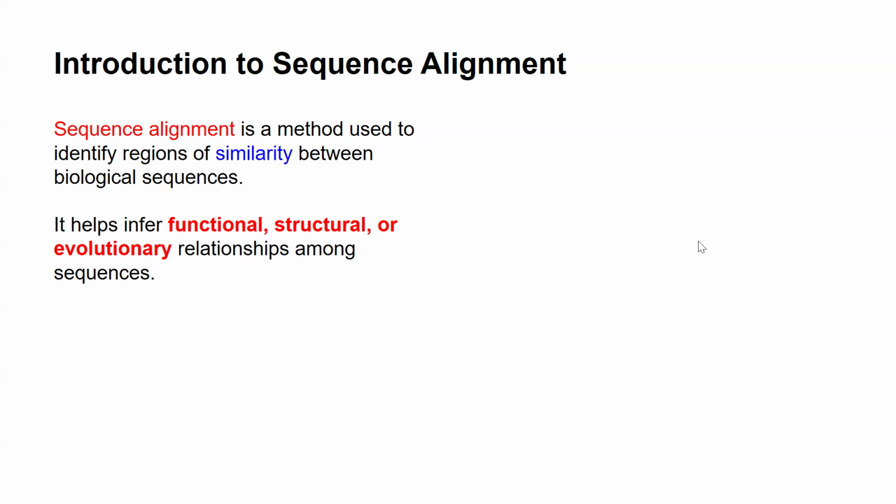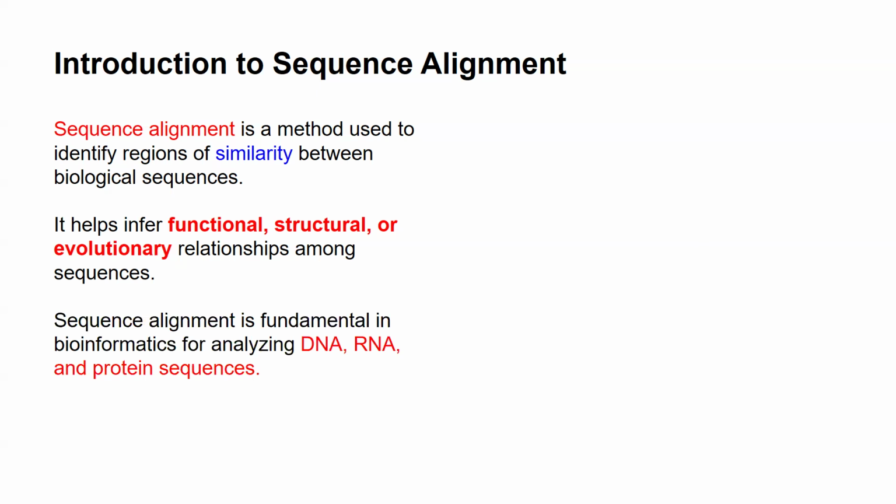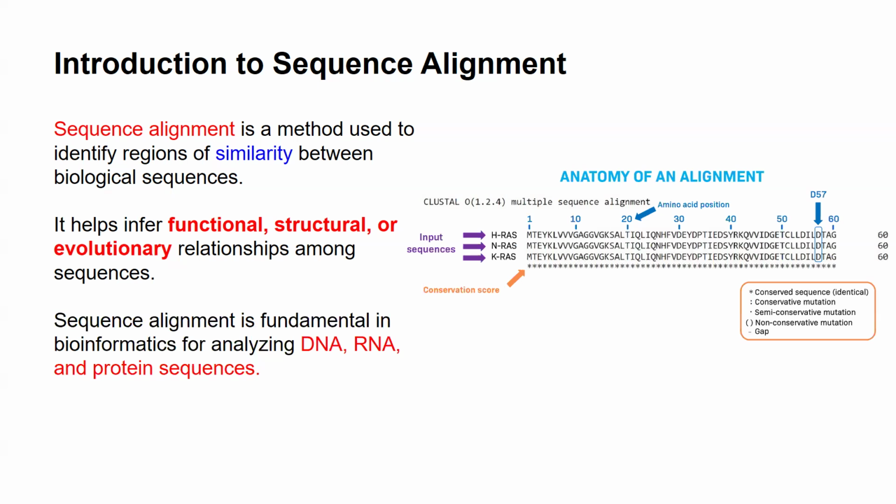In addition, ladies and gentlemen, sequence alignment is fundamental in bioinformatics for analyzing DNA, RNA, and protein sequences. These are usually the sequences that we analyze in sequence alignment, either DNA, RNA, or protein sequences. So this is how we do it.